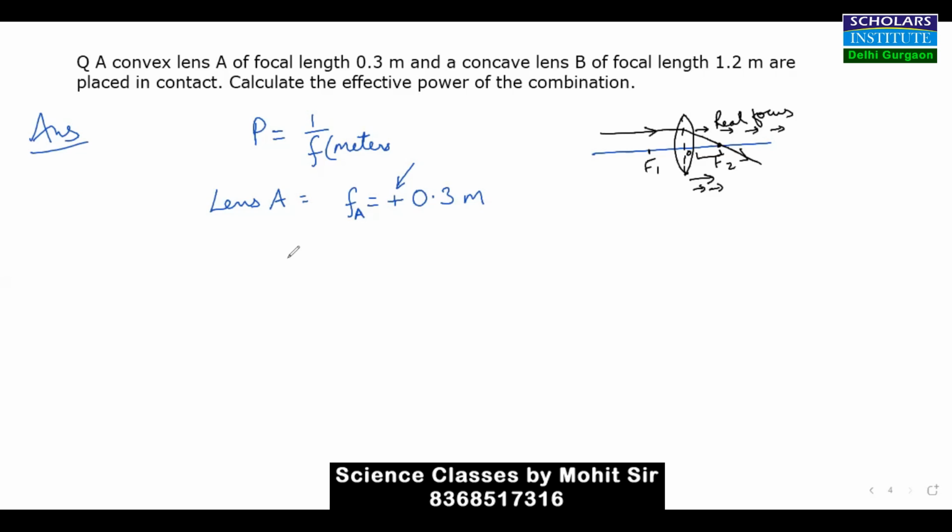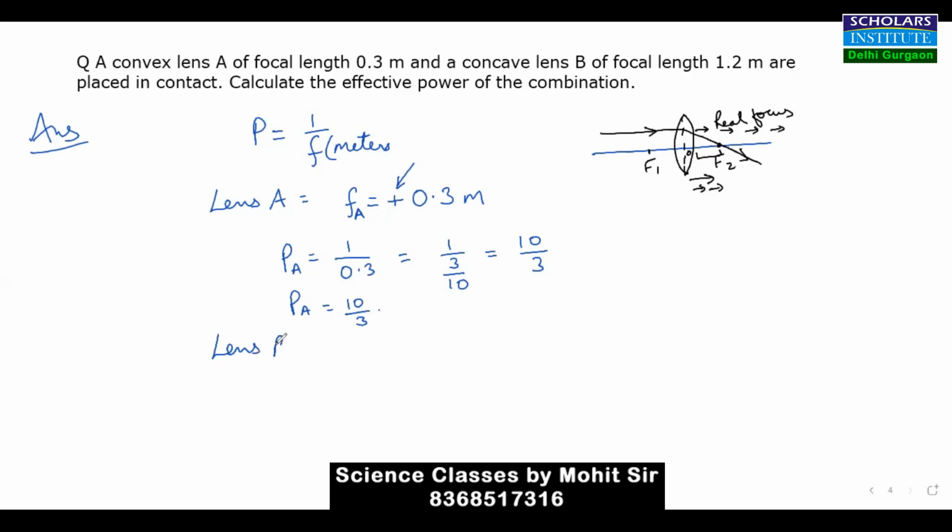Now the power PA will be 1 upon 0.3, which is 1 by 3 upon 10, which again is 10 upon 3. So the power of lens A is 10 upon 3. Let us hold it here and move to lens B.